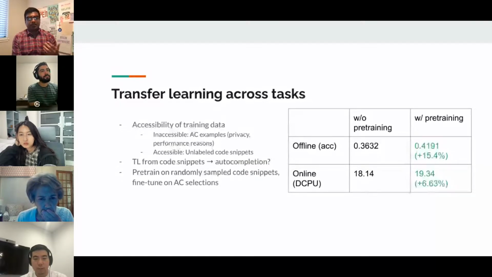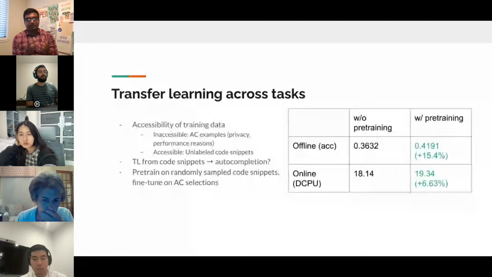However, on the other hand, we may have access to just unlabeled snippets of code that could be obtained from the company's repository of code. So the question here is, can we actually transfer knowledge from these unlabeled snippets of code over to auto-completion usages?